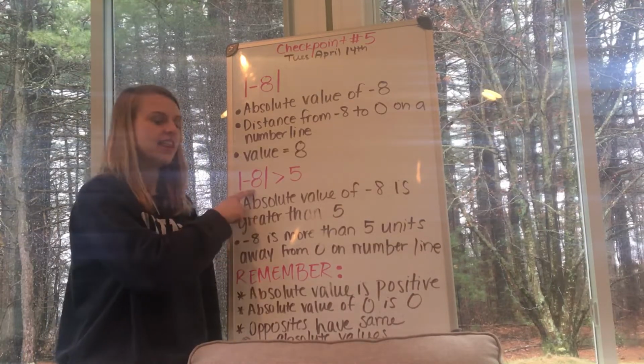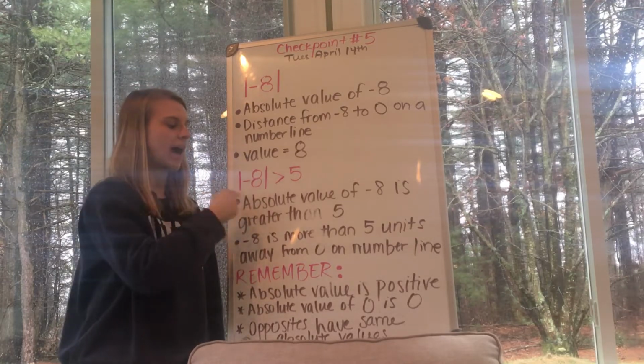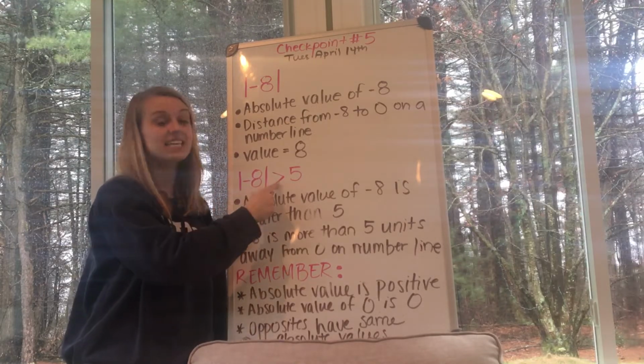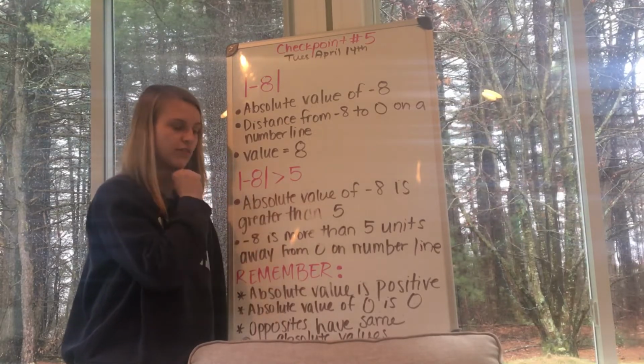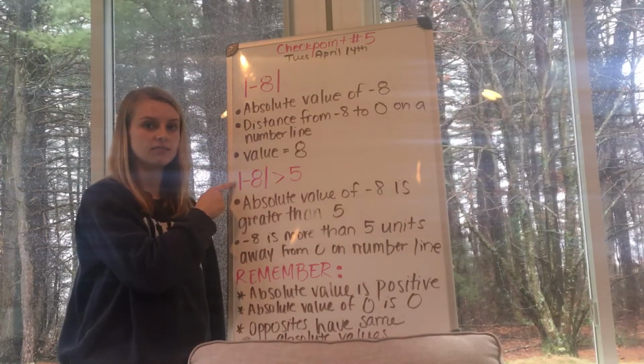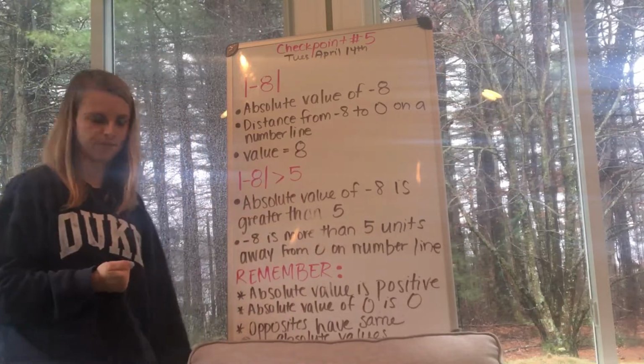Okay? So again, the absolute value means how many units away from 0. We know that the absolute value of -8 is 8. And 8 is indeed greater than 5. So this statement is true. The absolute value of -8, which is 8, is bigger than 5.